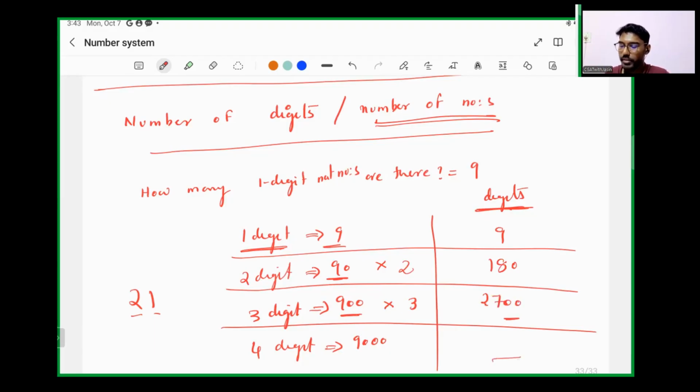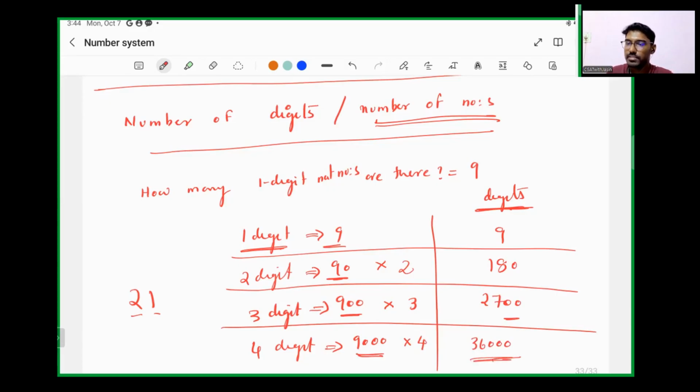Now what about here? How many digits are there in all the 4-digit numbers? Yes. You have got 9,000 4-digit numbers, and in each of those 4-digit numbers, you have got 4 digits each. The total will be 9 into 4 is 36, and then you got 3 zeros. So 36,000 digits will be there.